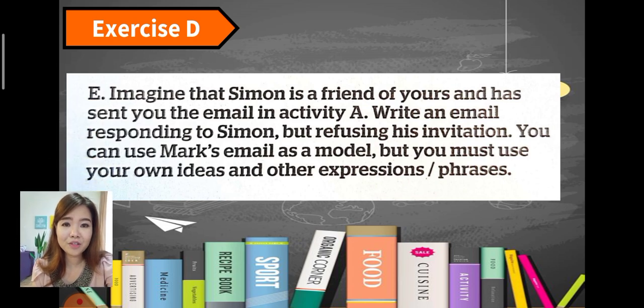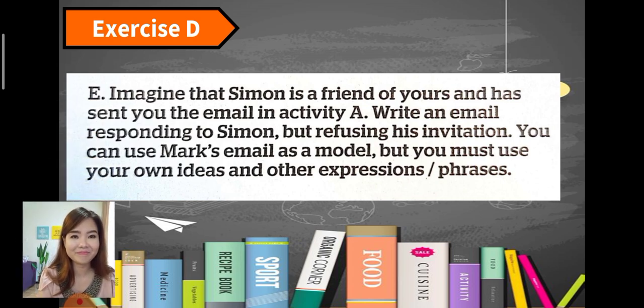Now let's move on to exercise D. Right. Imagine that Simon is a friend of yours and has sent you the email in activity A. Write an email responding to Simon, but refusing his invitation. You can use Mark's email as a model, but you must use your own ideas and other expressions or phrases.